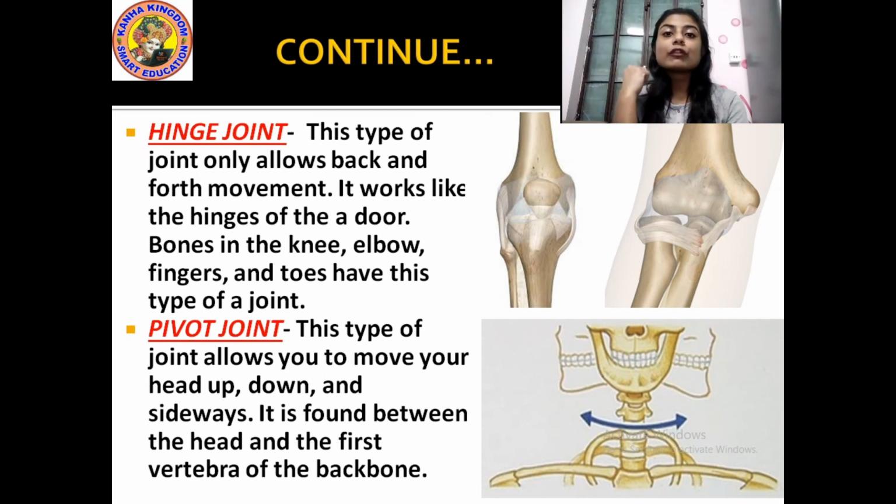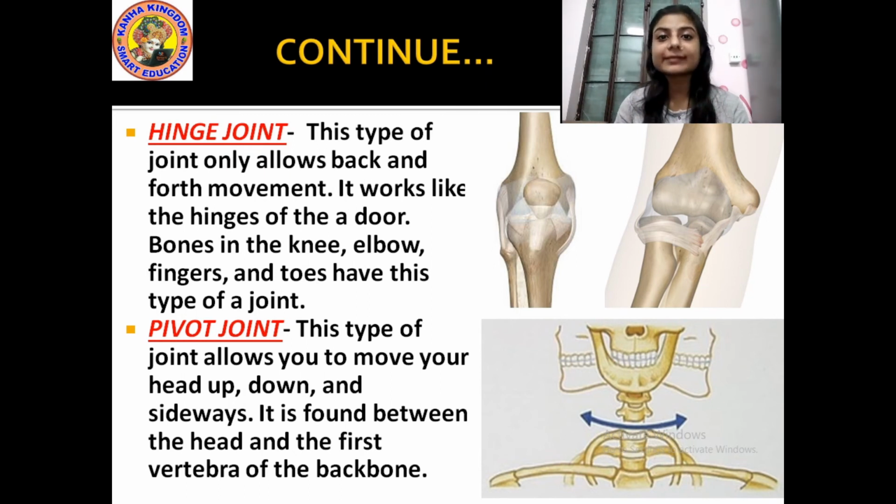You can move your elbow straight and back. You cannot move it in all directions. Can you? No. And even the knee, we can move it front and back. We cannot move it in different directions. Yes or no? So, the bones of the knee and elbow are examples of this hinge joint.